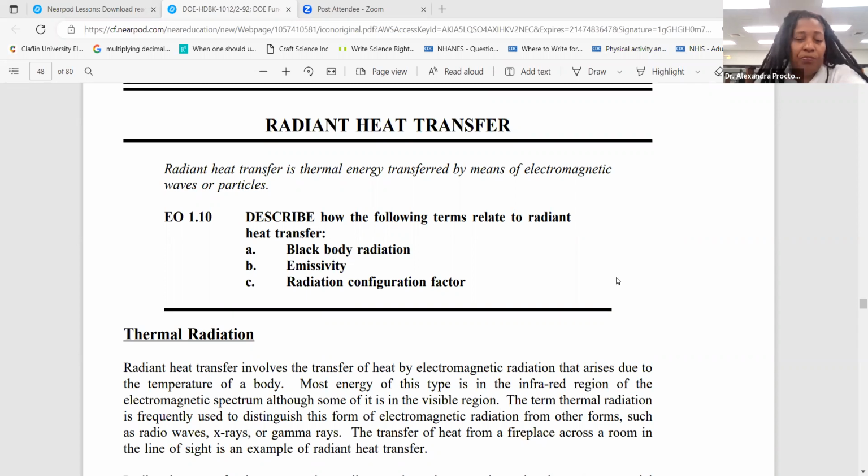And so the infrared region of this spectrum, it is in the visible spectrum, okay? Not necessarily to us, but to animals, okay? So animals that hunt at night are able to see infrared, all right?